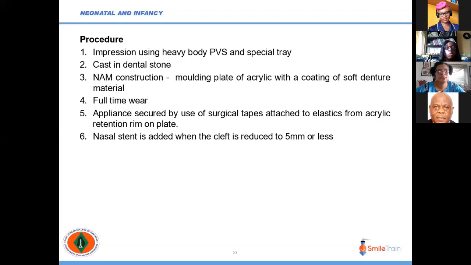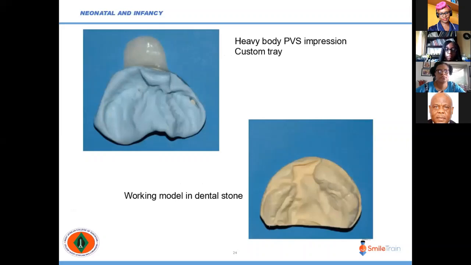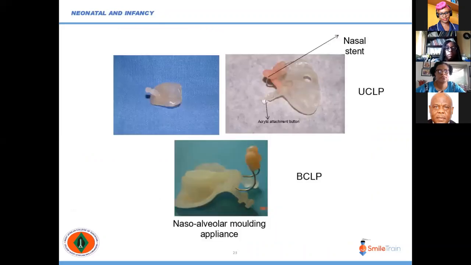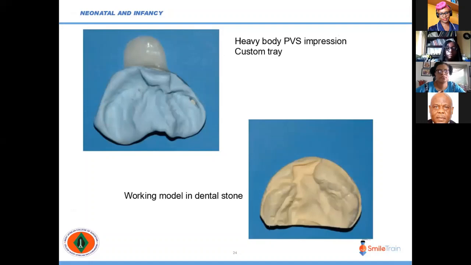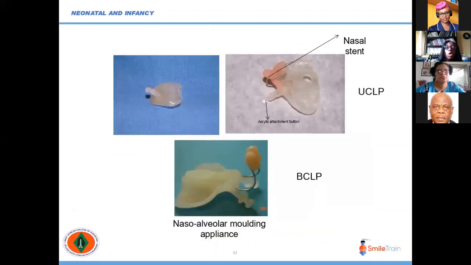This is the procedure. We're going to go by this little by little, starting with the taking of a polyvinyl siloxane impression using a custom tray. From this, we now get a working model in dental stone. From the working model, the first appliance is made. This is the intraoral molding plate.